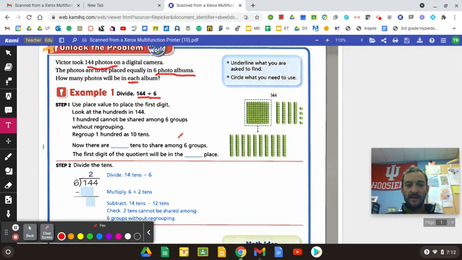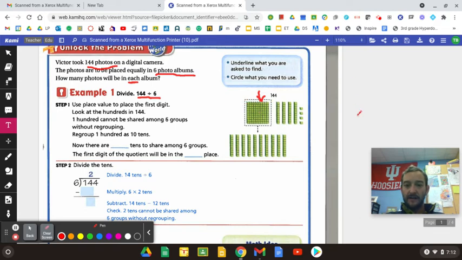So now what they've done here for us. Step 1, use place value to place the first digit. So they drew us a little picture over here using our unit blocks to think about place value. So they have 144 spelled out over here for us. So they have the 100 in this big cube, and then the 10s and the 4s. So look at the hundreds, this big thing right here.